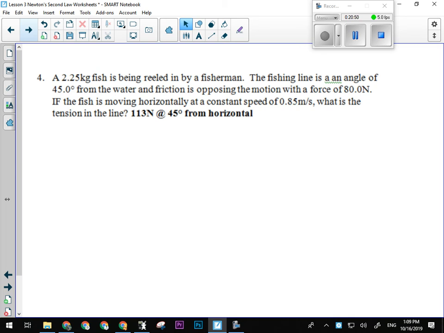So we've got a fish being reeled in by a fisherman. The fishing line is at an angle of 45 degrees. Friction is opposing the motion with a force of 80 newtons. The fish is moving horizontally at a constant speed of 0.85 meters per second. What's the tension in the line? If we're looking at that situation, we've got our fish. I won't even draw a box this time. I'll actually attempt to draw a fish.